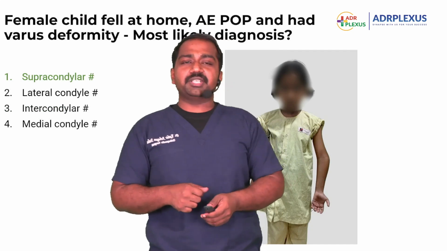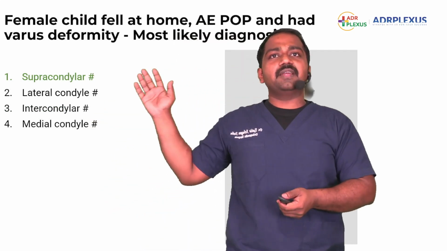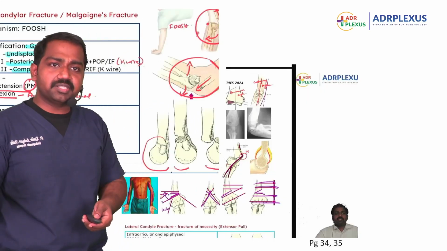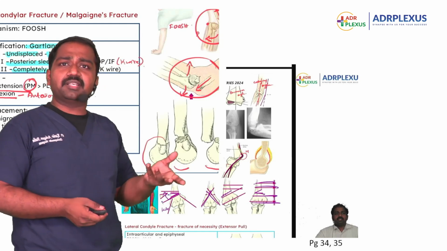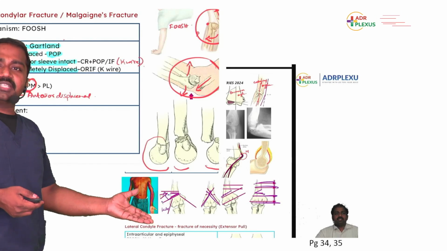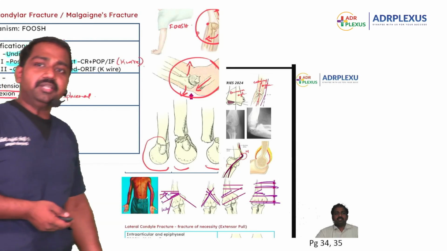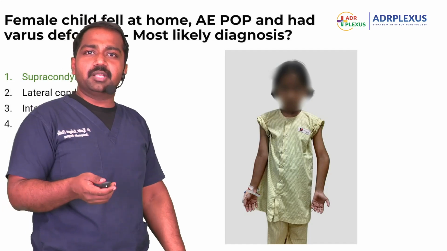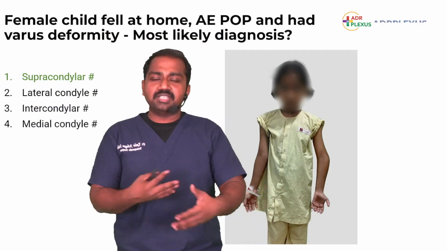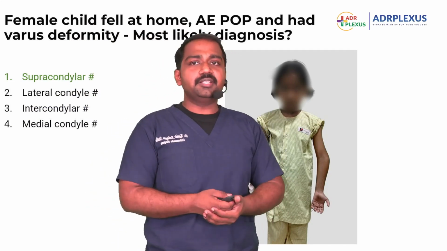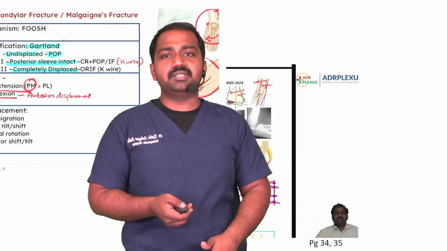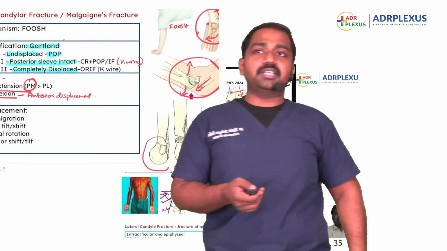Coming on to the next question. A female child fell at home, again a supracondylar fracture, and what is the varus deformity? This is from page number 34 and 35. On page 35, we have shown a picture of a cubitus varus deformity of a child. Pretty much similar to that, you are having a cubitus varus deformity. Cubitus varus deformity is most commonly seen in supracondylar fracture in a child.